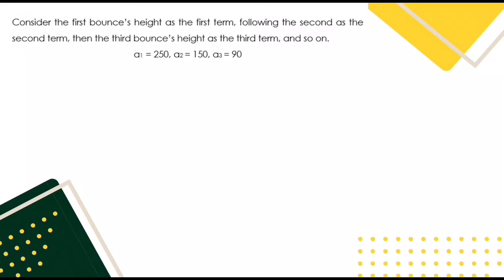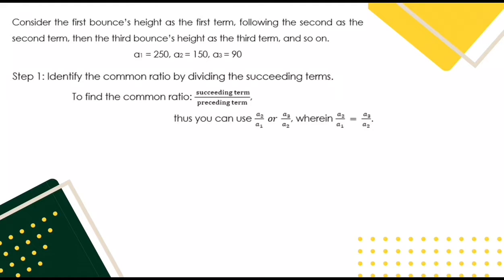Now, we're going to proceed in the basic steps in finding the next term of a geometric sequence. Let's start. For the first step, identify the common ratio by dividing the succeeding terms. To find the common ratio, succeeding term divided by preceding term. Therefore, we can use a sub 2 over a sub 1 or a sub 3 over a sub 2, wherein a sub 2 over a sub 1 is equal to a sub 3 over a sub 2.